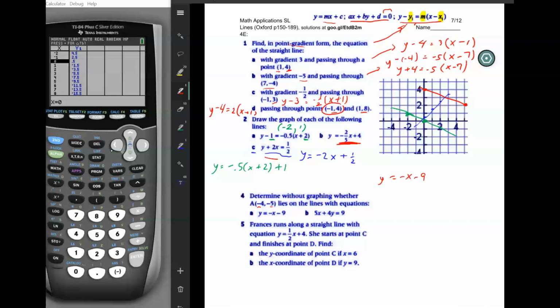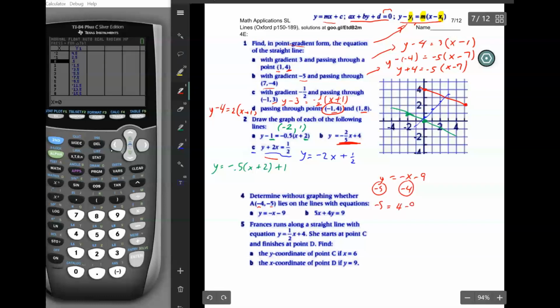Okay, so we're going to put negative 4 in for x, and we're going to put negative 5 in for y. Let's see if that works. Negative 5 equals minus negative 4, so that would be positive 4 minus 9. Negative 5 equals 4 minus 9. Yes, it is. So yes.